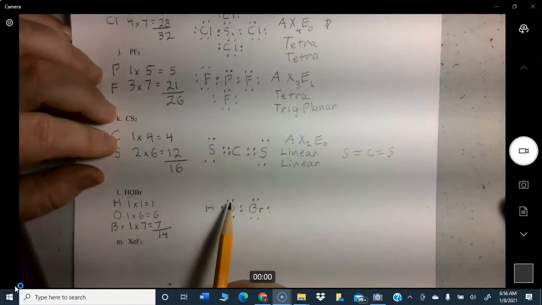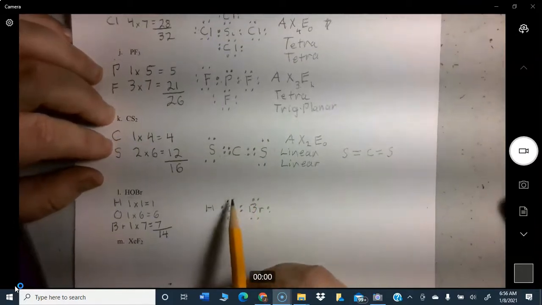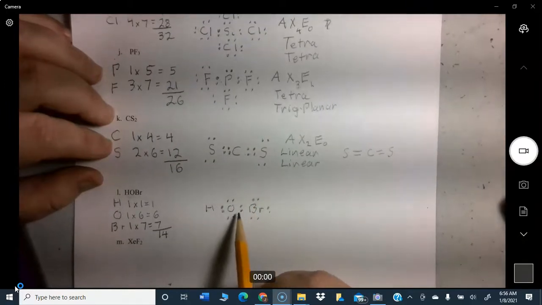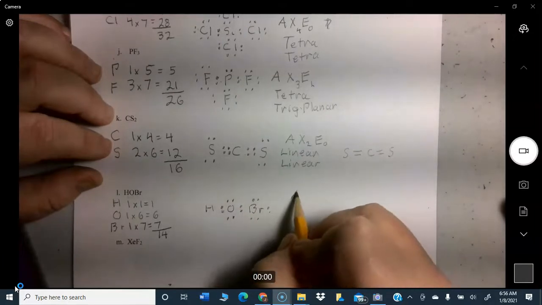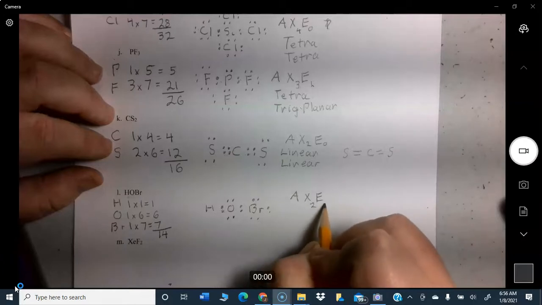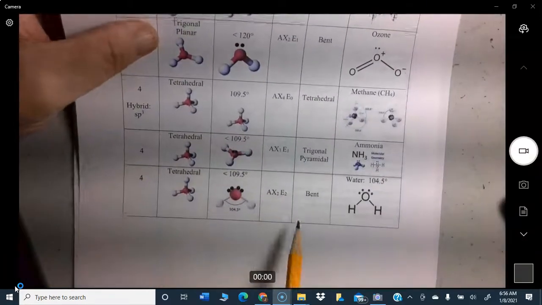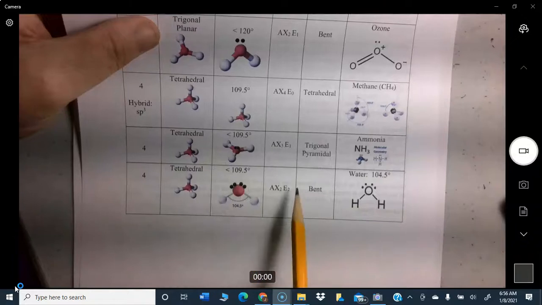So the angle is going to be formed by the central atom. So it has 4 electron domains. That makes it part of the tetrahedral family. 2 of them are bonding, 2 of them are lone pair. Okay, so come back to the chart. And there it is, tetrahedral, bent just like a water molecule.